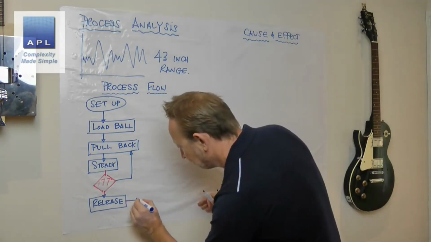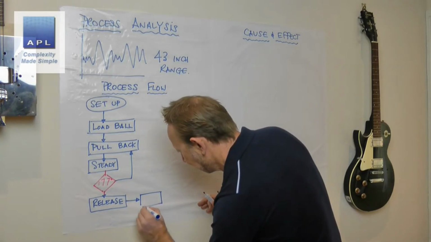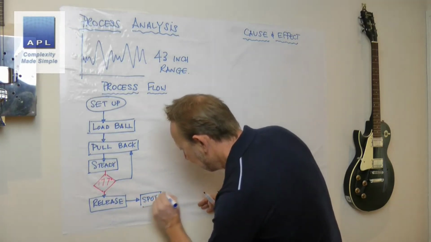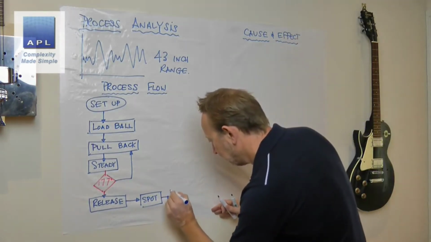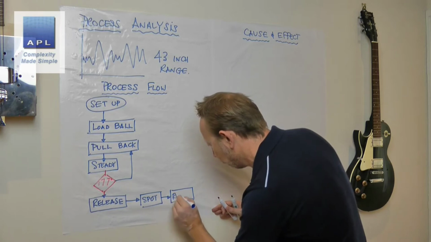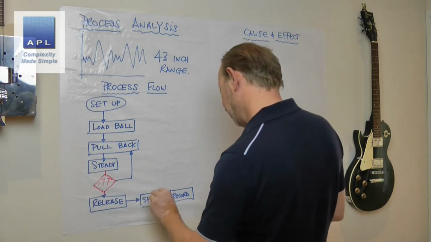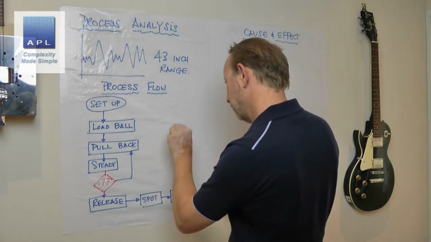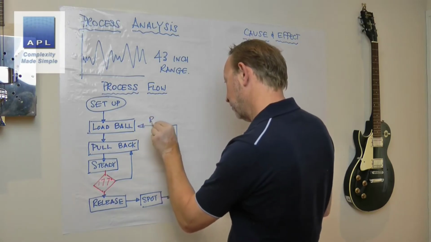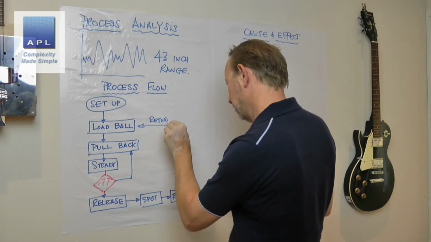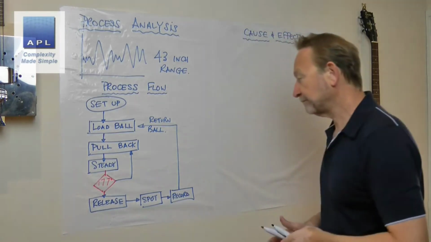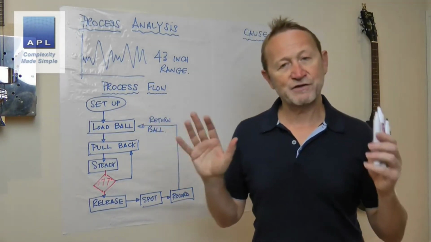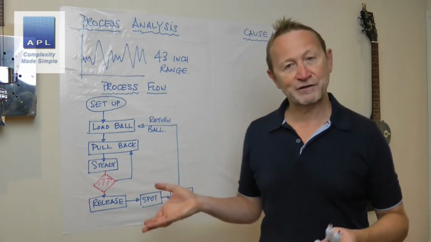We've got to spot where the ball lands. We've got to record that result. And what we've also got to do is return the ball. Okay. So there is the flow diagram of firing the catapult.